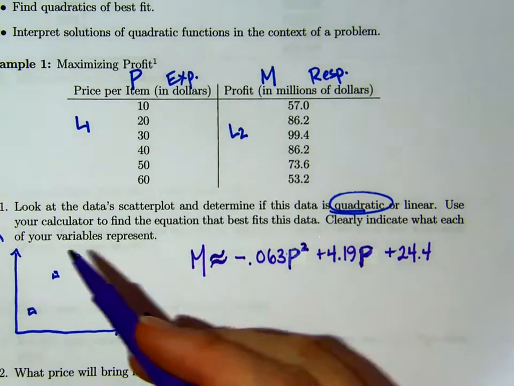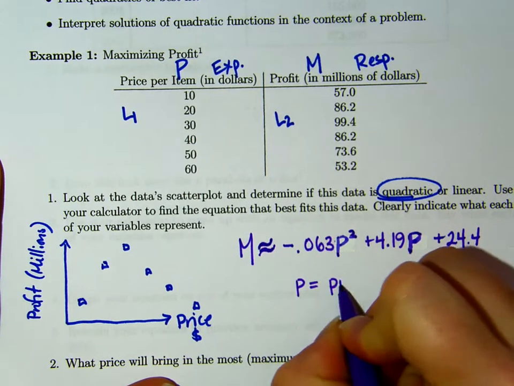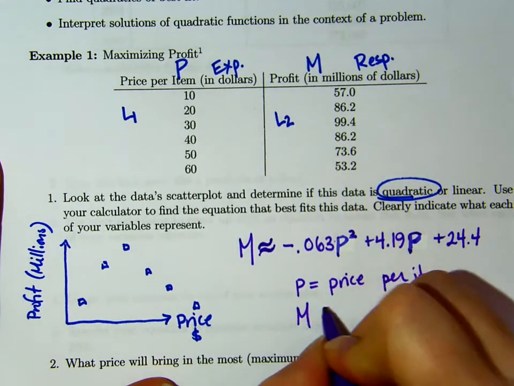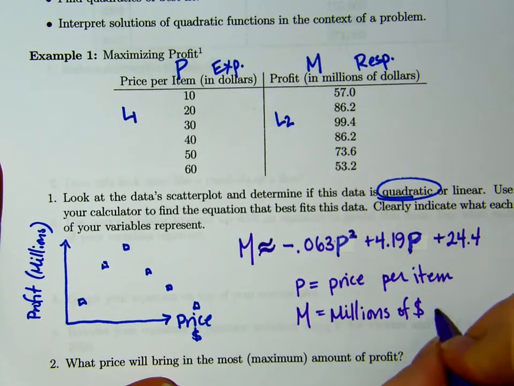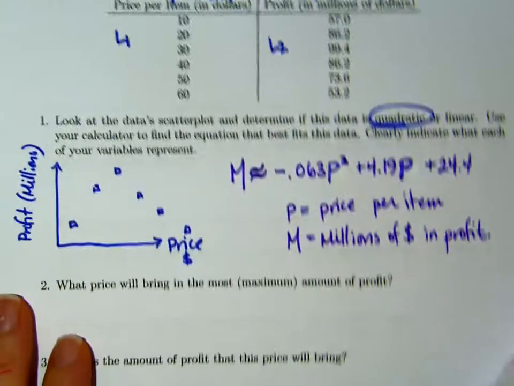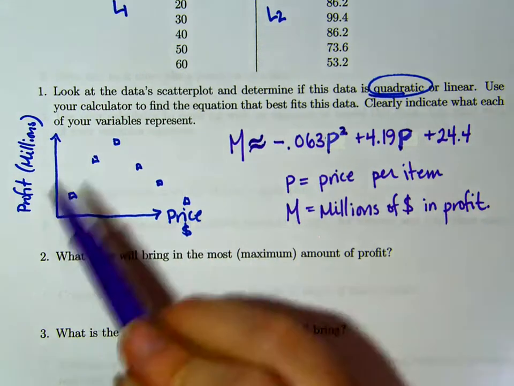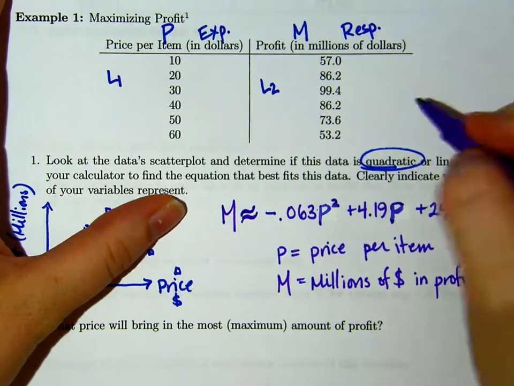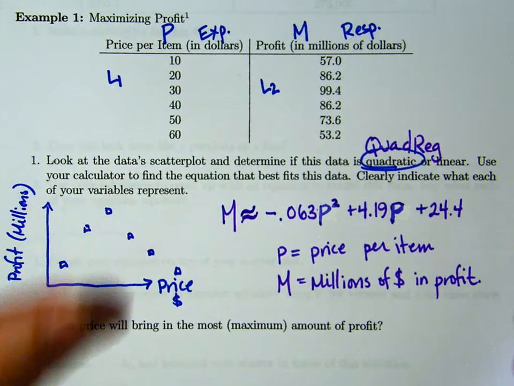Clearly indicate what each of your variables represents. So P, price per item, and M, millions of dollars in profit. Money. Got it. Number 2. What price will bring in the most amount of profit? Well, if it's a quadratic, so we decided here it was quadratic, so we used quadratic regression, yes.